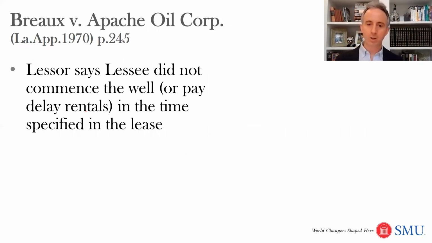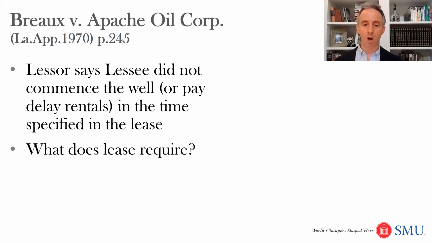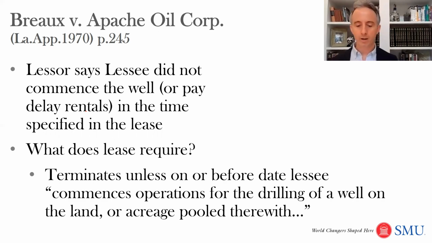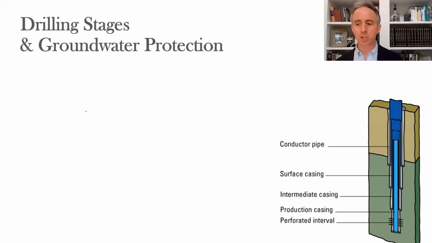So the lessor landowner says the lessee oil company didn't commence the well, didn't pay delay rentals, so the lease is gone. Well, what does the lease require? It says it terminates unless on or before that date, the lessee commences operation for the drilling of a well on the land or acreage pooled therewith. So it has to commence operations for drilling of a well. Well, what does commencing operations mean?